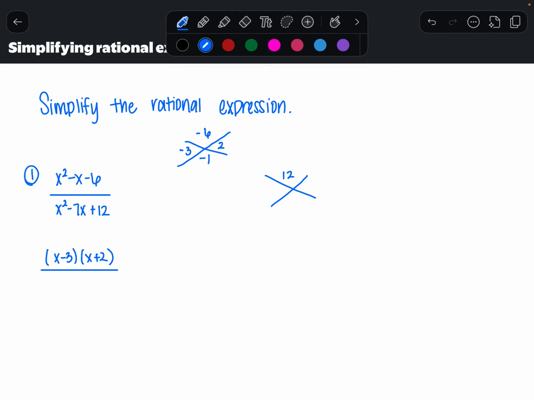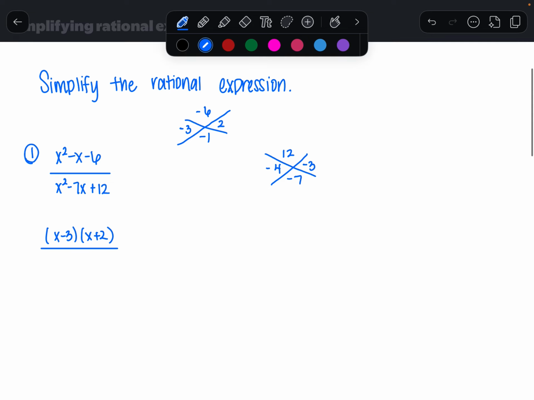We're looking for a times c, which is 12, because that's 1 times 12. And then -7 goes on the bottom. And then that is going to be -4 and -3. So again, we can write our factors as x minus 4 and x minus 3.